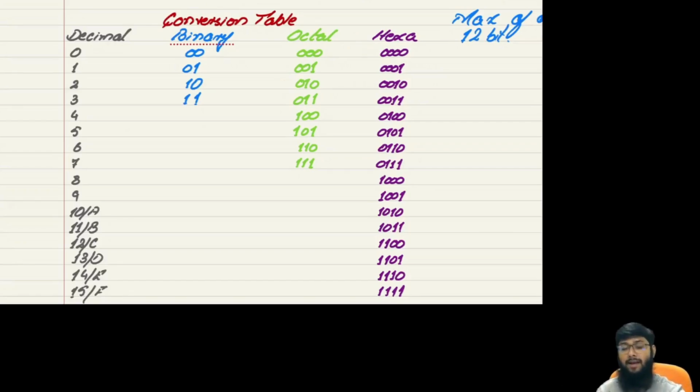Now the question may arise, sir, why are we studying octal although it's not part of the course? It's not part of the course outline, but it will help you when you are dealing with logic gates or the Boolean logic topic. At that moment it will give you a bit of help. So that is the only reason.